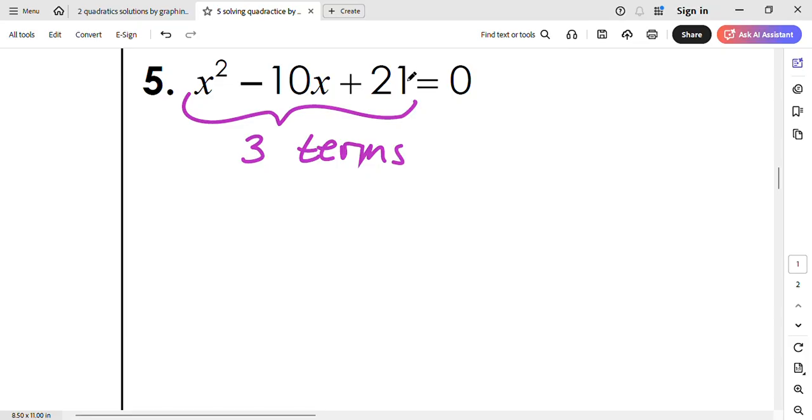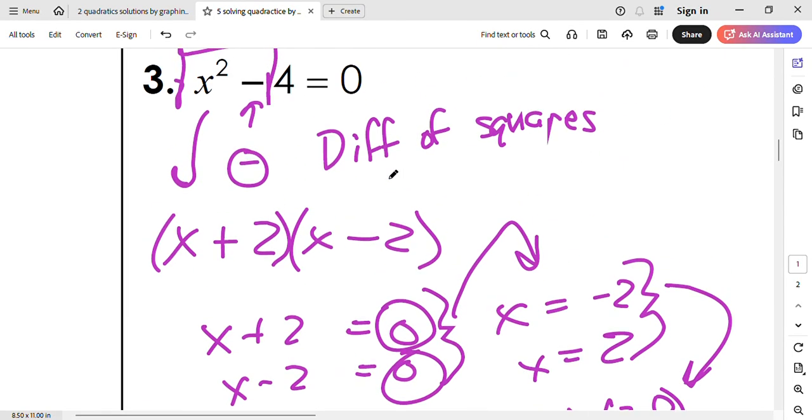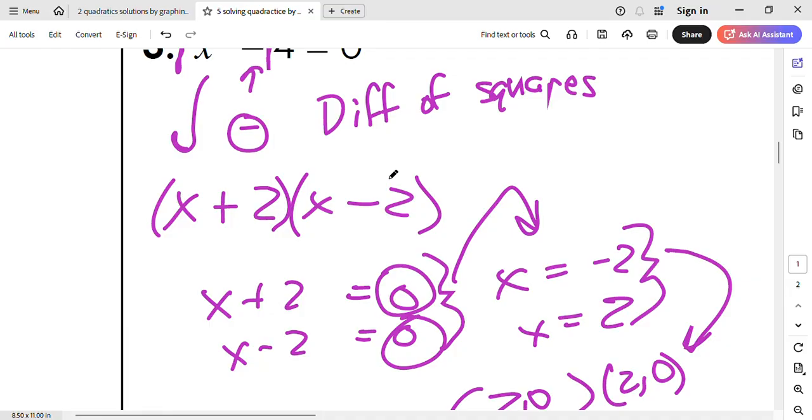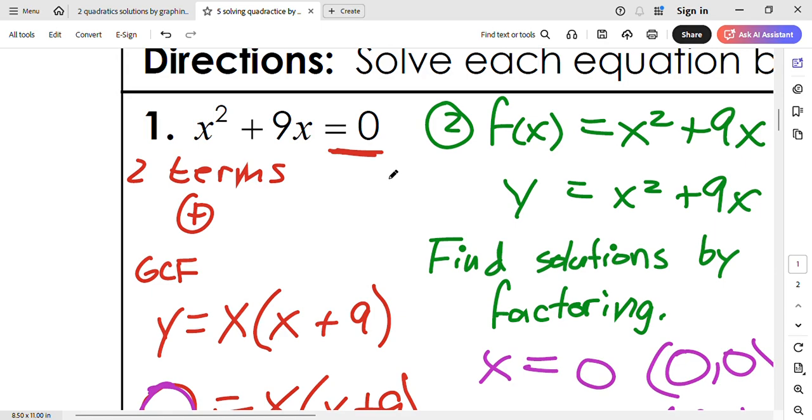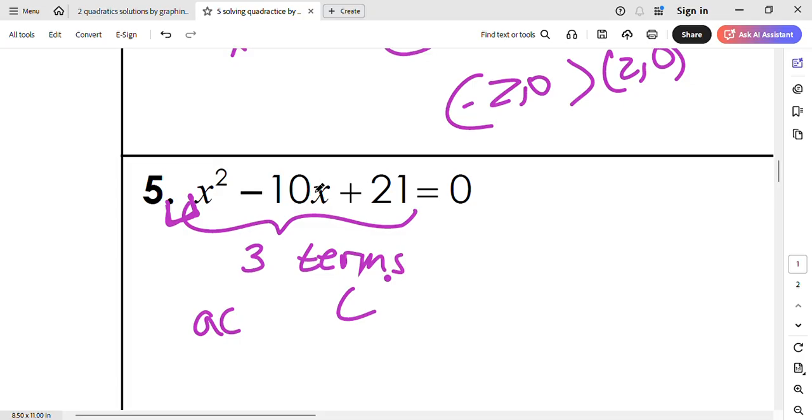All right. So 3 terms is either AC factoring or C factoring. But just look, is there an A value here? No. What kind of factoring did we just do? Well, the one right before this, this is difference of squares. Yeah. This one was GCF. Did I not write GCF here? GCF. Okay. So now we're doing C factoring.